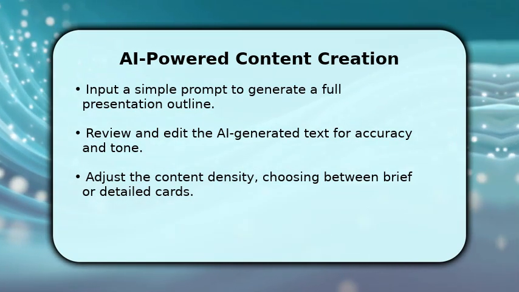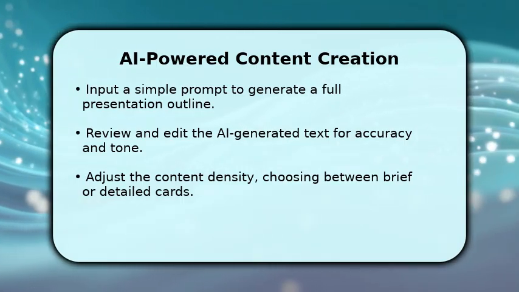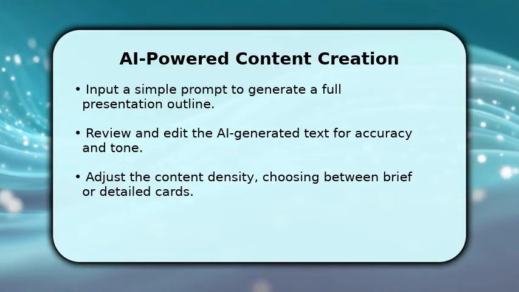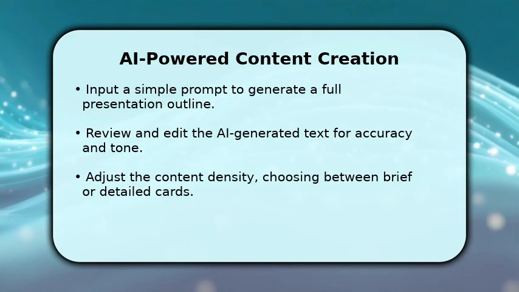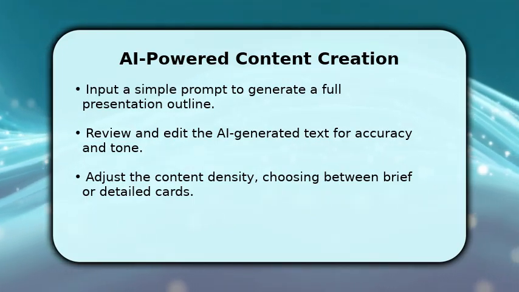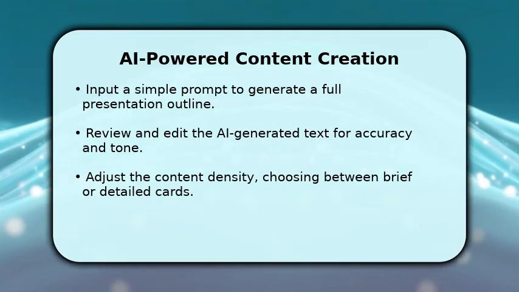Simply provide a one-line prompt, and the AI will generate a comprehensive outline with titles and bullet points. You can then easily refine this content, ensuring it perfectly matches your message. Adjust the text density to keep each card concise, typically with one main idea per slide.